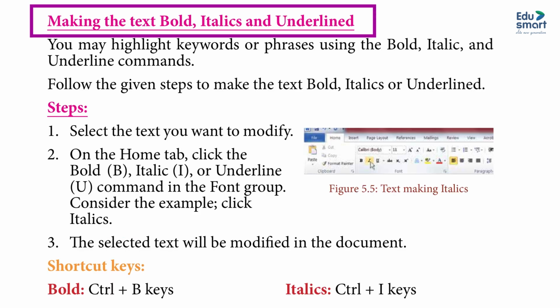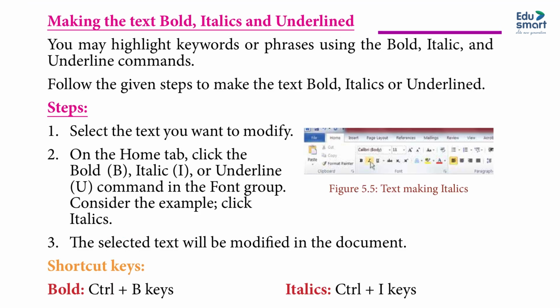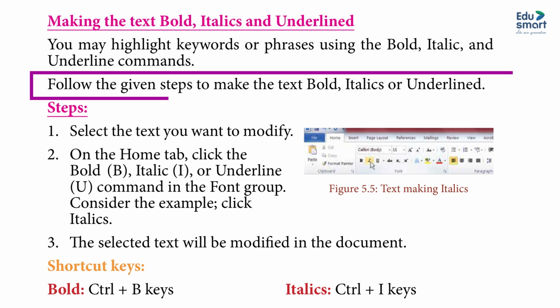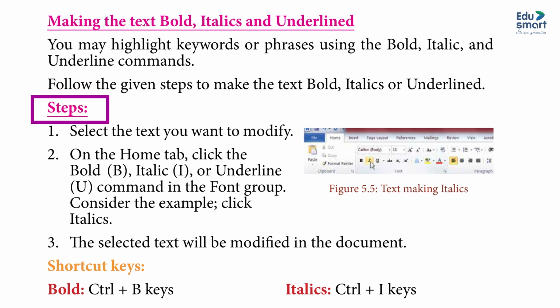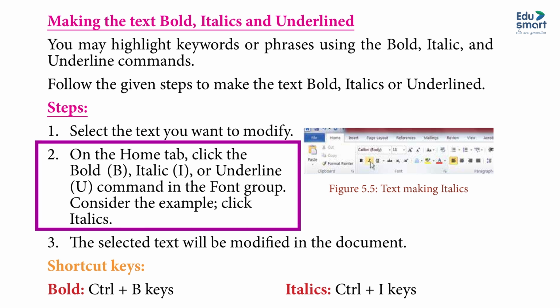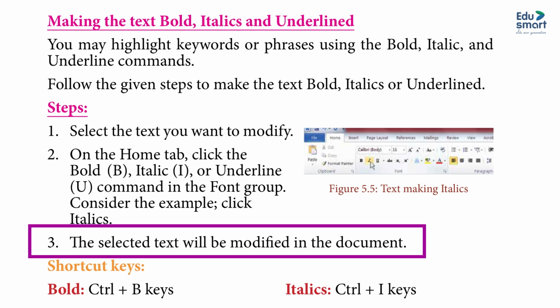Making the text bold, italics and underlined. You may highlight keywords and phrases using the bold, italic and underline commands. Follow the given steps to make the text bold, italics or underlined. Steps 1. Select the text you want to modify. 2. On the Home tab, click the B for bold, I for italic, or U for underline command in the font group. Consider the example, click italics. 3. The selected text will be modified in the document.